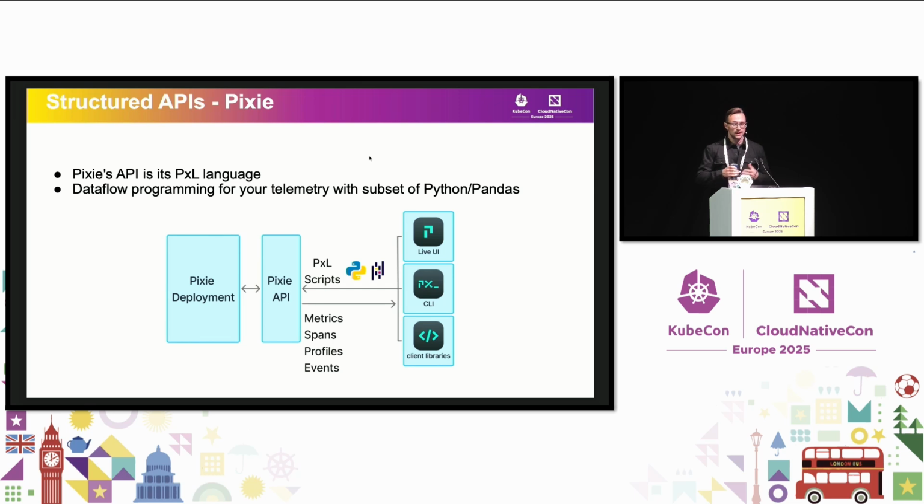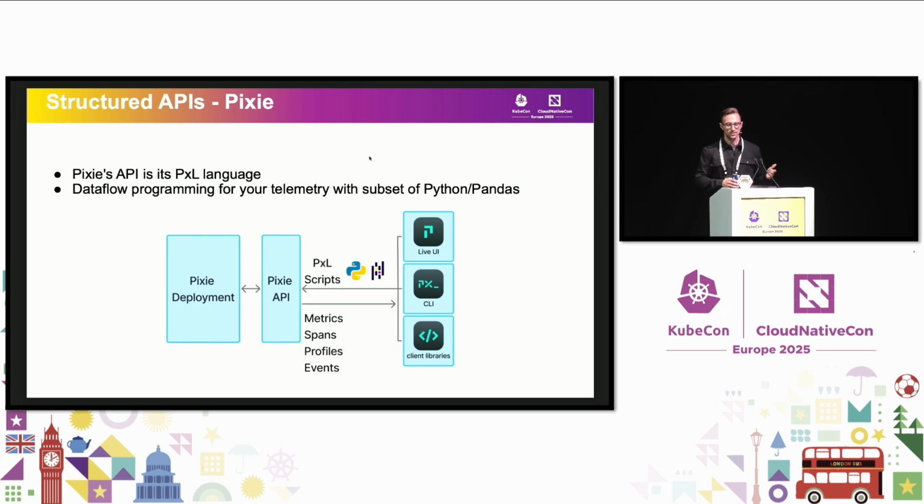Pixie's structured API is its Pixel language. It's what we saw on the other slide, that Python-like representation. Basically you get Python/pandas processing for your observability, and so you get this data flow programming. Similarly to the Hubble case, Pixie's UI is built entirely on Pixel. And so you can actually change your Pixel code, and that will change the visualizations within Pixie.